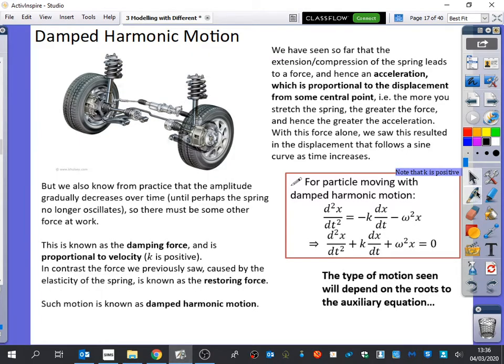But this isn't particularly realistic, okay? There's going to be lots of things that will be more specific than simple harmonic motion. We also know from practice, from real life, that the amplitude gradually decreases over time until perhaps the spring no longer oscillates. So there must be some other force at work.